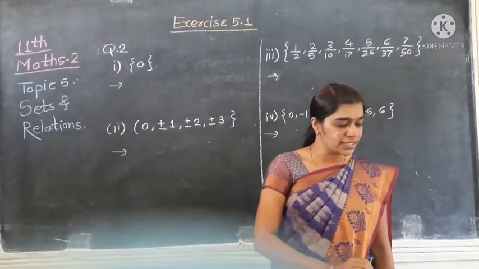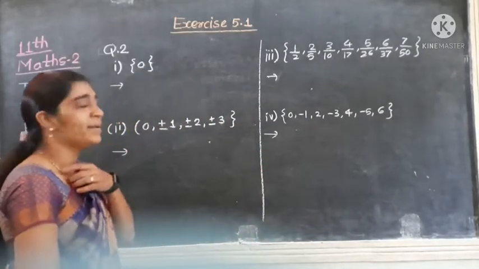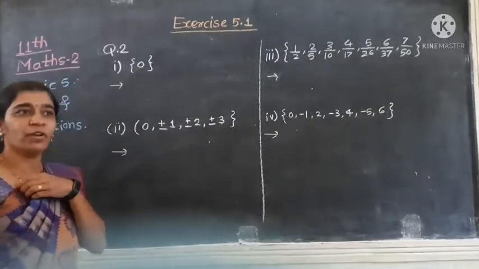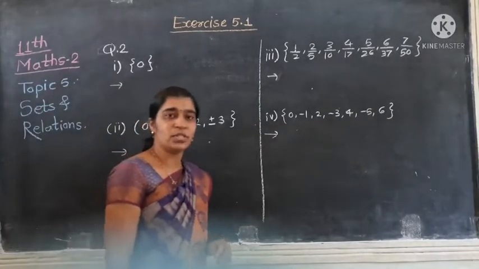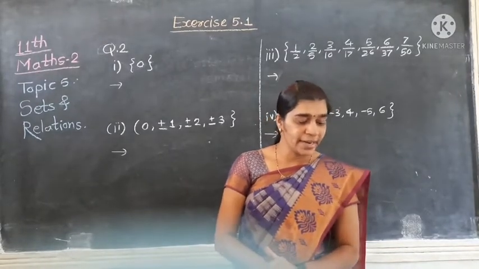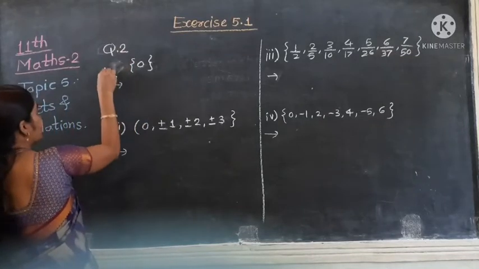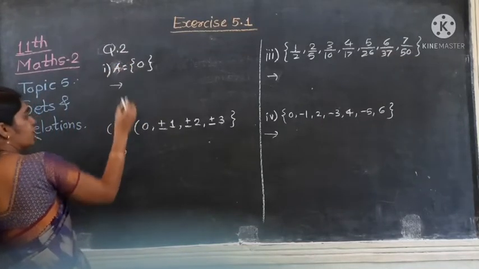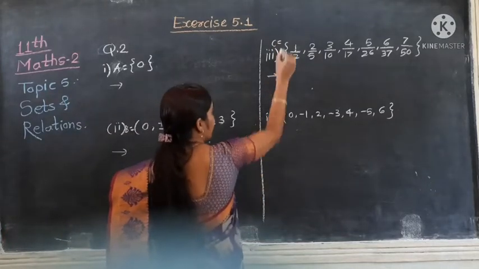See question number 2. Describe the following sets in set builder form. We have to write these in set builder form, that is, we have to write the formula. See, first is the given set, the zero set. We can write this as, let A be equal to this set. You write this as A, this as set B, here set C and here set D.